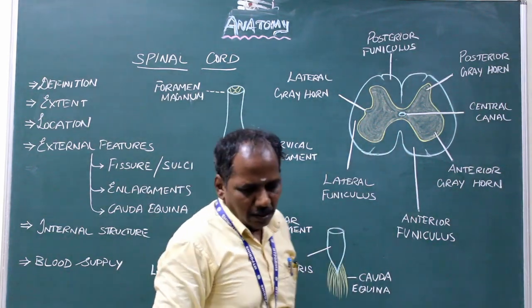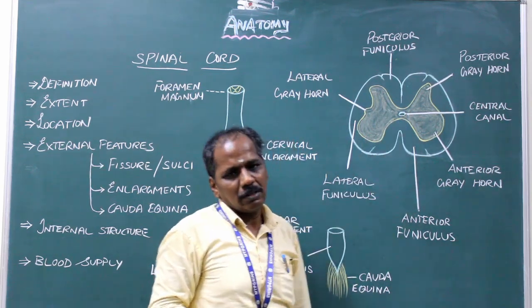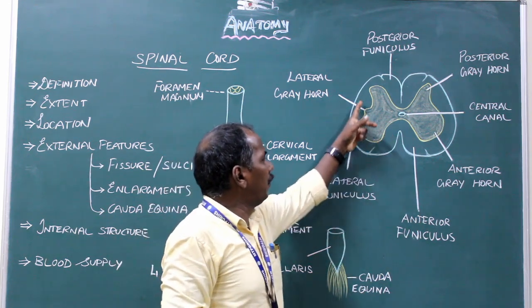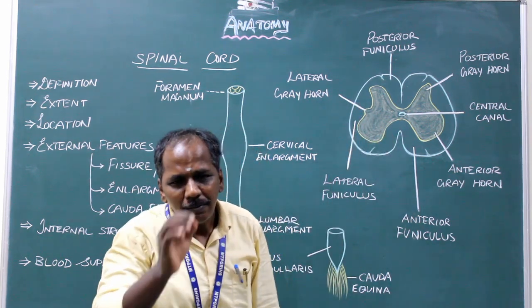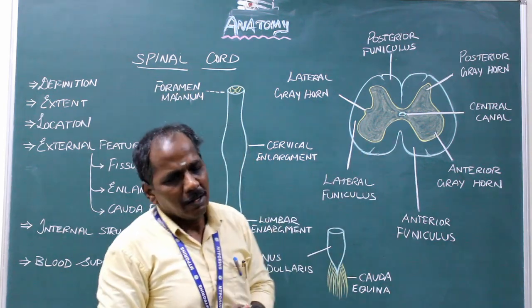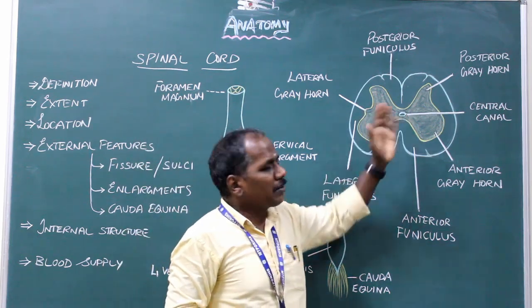See, the grey matter is fully made up of neurons. The white matter is made up of the axons coming from the grey matter. So what are the types of neurons present in the grey matter of the spinal cord?